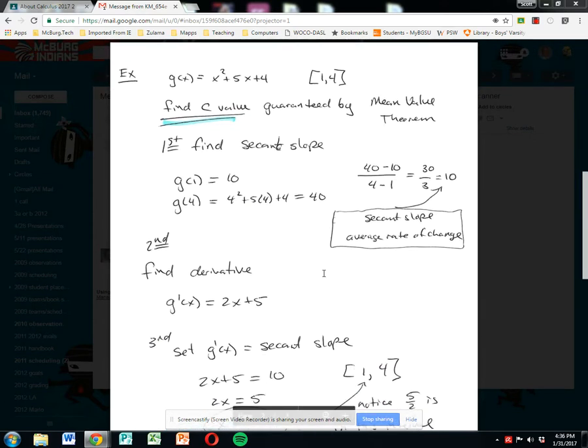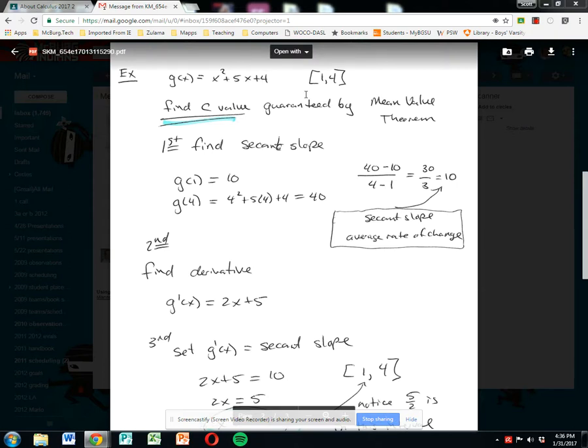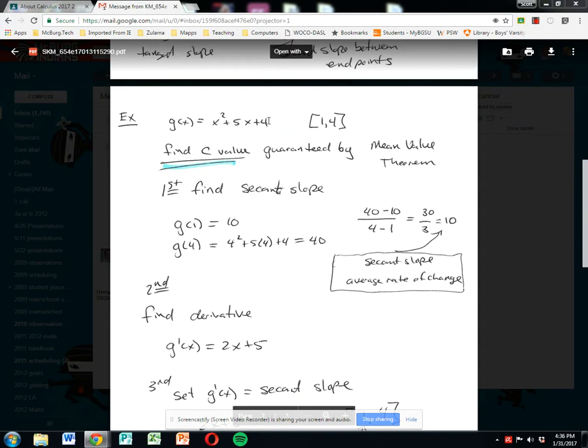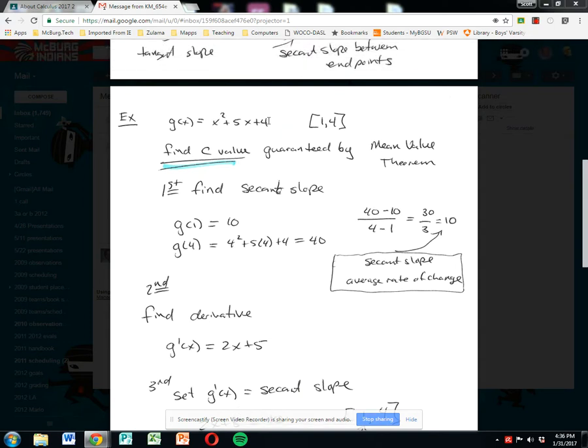A couple examples. So here's a standard parabola. We're talking about the interval from 1 to 4. Find the c value guaranteed by the mean value theorem. So first of all, we find the secant slope. We know that there's no issue. This is a parabola. There's no issues with continuity. There's no issues with differentiability. This thing is continuous and smooth, not an issue.